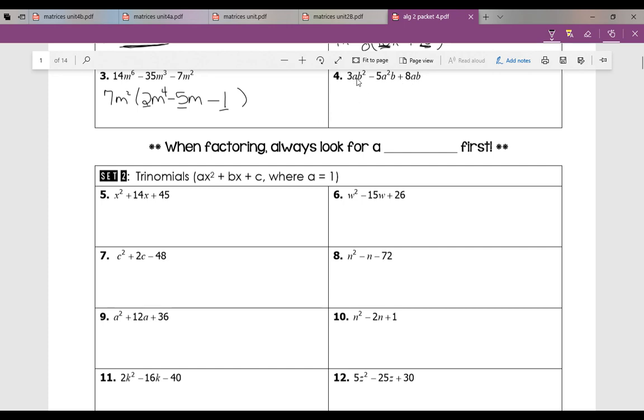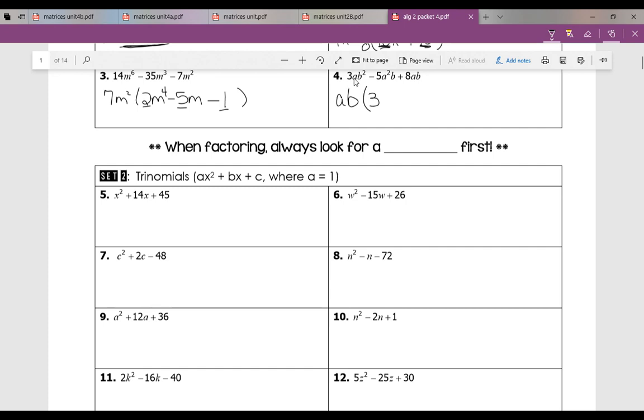Now, sometimes you don't have any numbers in common. 3, 5, and 8 have absolutely nothing in common. Do y'all agree? So, do all 3 terms have an a? What's the smallest exponent? 1. Do they all have a b? Yes. Smallest exponent is a 1.